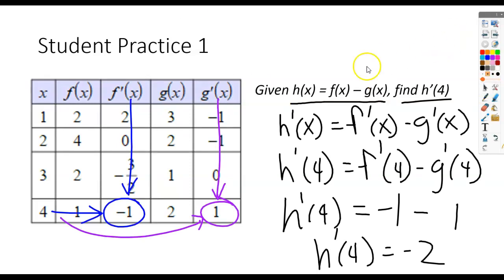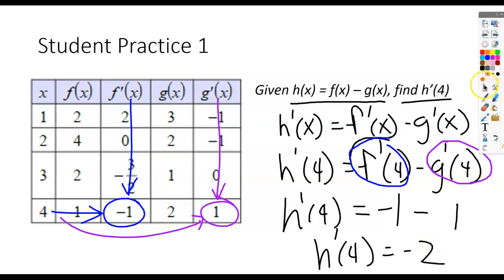All right, so here's the solution. So our function was h of x is equal to f of x minus g of x. So the derivative of h is f prime of x minus g prime of x. We want h prime of 4, so we're going to plug 4 in for all the x's. And using our table, f prime of 4, I'm going to circle that in blue. F prime of 4 is the blue part here in the table. F prime of 4 is -1. And then g prime of 4, I'll do in purple here, that's the purple part on the table, is 1. So we end up with -1 minus 1, which is final answer, -2.